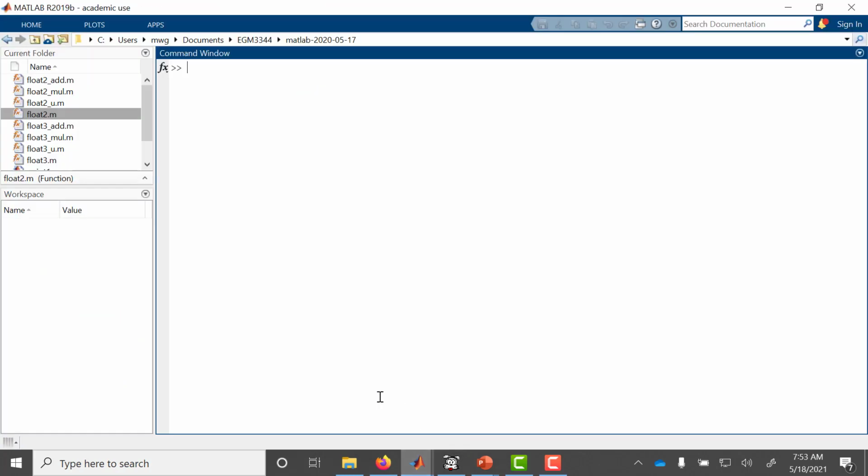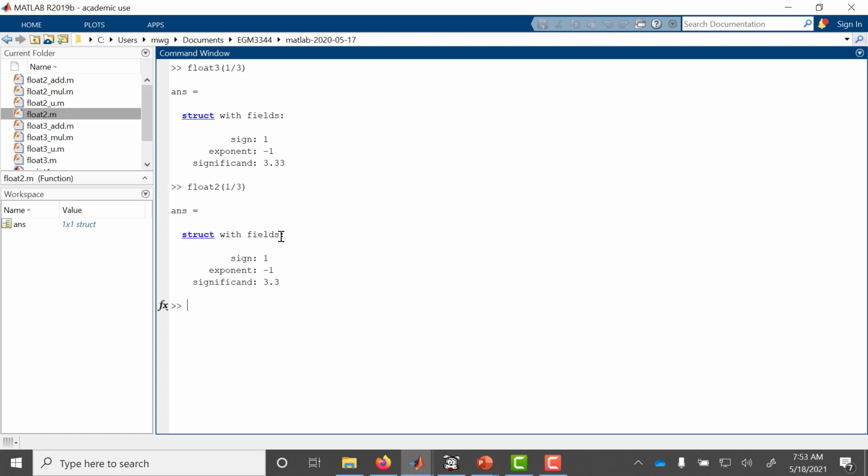And when I go look at running that, let's say float 3 of 1/3, because we know that's a root. So float 3 is going to look like 3.33 times 10 to the minus 1. That's correct. Compare that with the float 2 of our proposed root. That's 3.3. So you can see you've got better resolution.